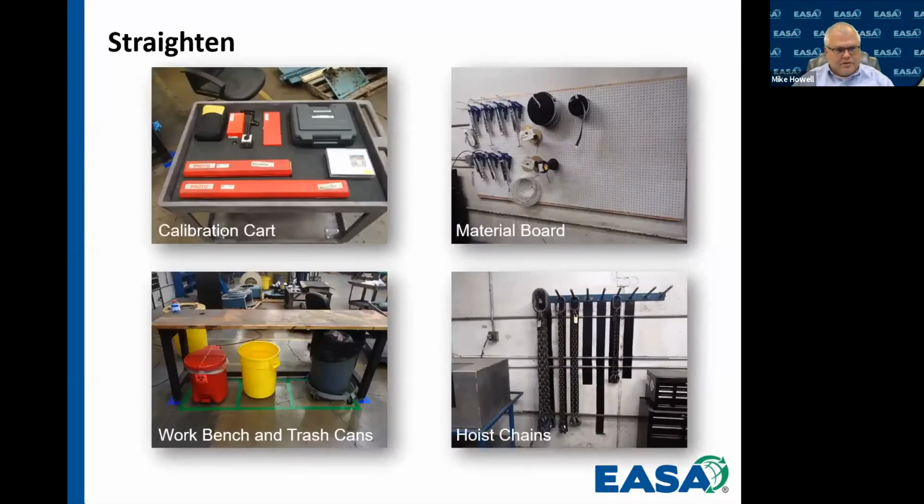Just some other examples here: calibration cart, storage of some different materials on a pegboard in the winding department. This is easy to move things around. Using the pegboards, you can change the configuration. Here is some hoist chain storage, a workbench, storage of different trash cans. And those are even color coded depending on what's going to go in them. Makes things easy.